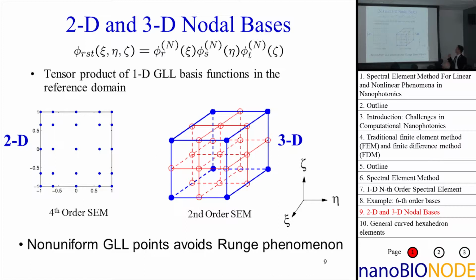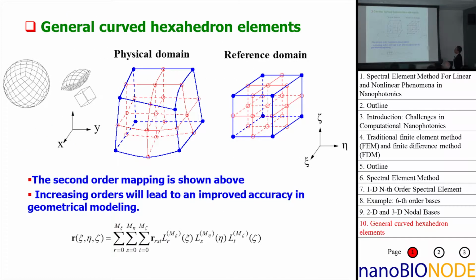For two-dimensional and three-dimensional problems, if the problem is scalar, for example for quantum mechanics problems, you just do the tensor product of the one-dimensional basis functions, and then you get multi-dimensional basis functions. Now that's in the reference domain. In the physical domain, often we need to deal with complicated geometries, so you need a curved element. A curved element can be mapped into a reference element by using a coordinate transformation, and then you just need to work with the basis functions in the reference domain.